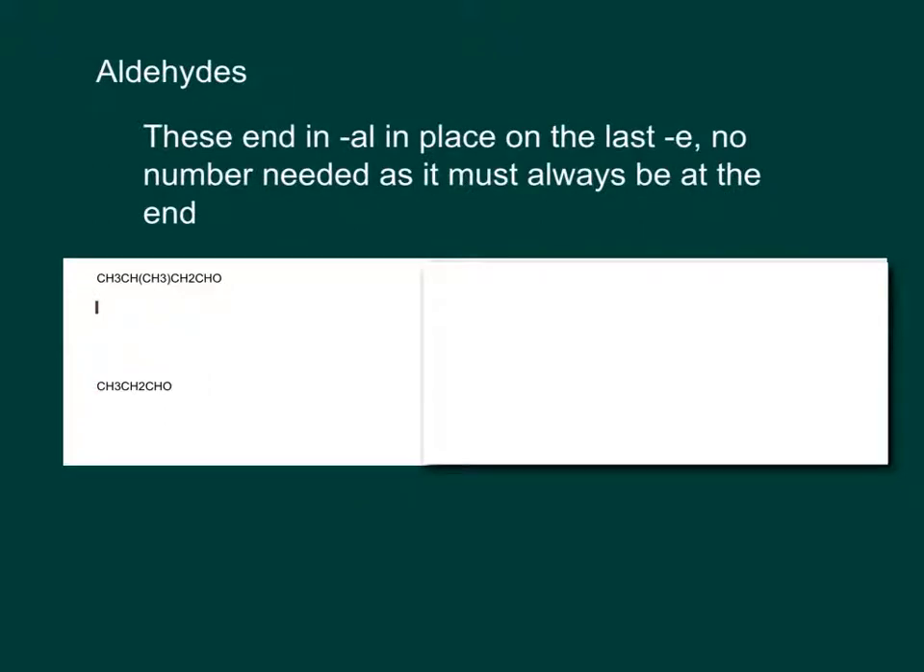Okay, so aldehydes next. Aldehydes have this functional group here. So it's got a carbon, double bond O, and then an H. So it's always got to come off the end. Therefore, you don't need a number because it's always going to be at the end of the molecule. So those are 2 examples for you to have a go at doing. See how you get on. I'd recommend you probably do the last one first because that's the easiest one.